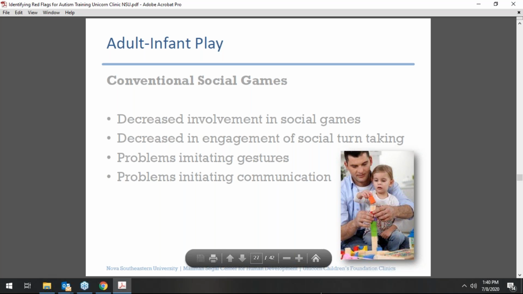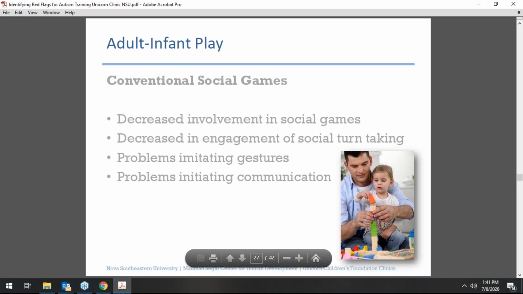And that brings us to the next point about conventional social games, like I mentioned before. So maybe they're playing peekaboo, but the typical response is that you lift up the blanket, and then the child will go ahead and pull the blanket down and smile, and then they're going to look at you and kind of stay there and smile as a way to request more. They might say more, or they might pull it over their heads, right? So you might see a decreased involvement in social games.